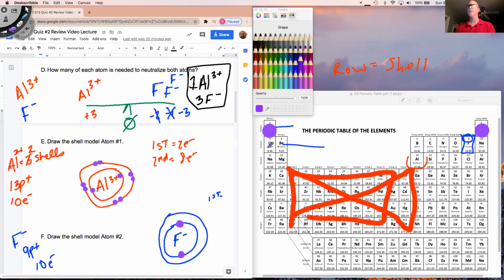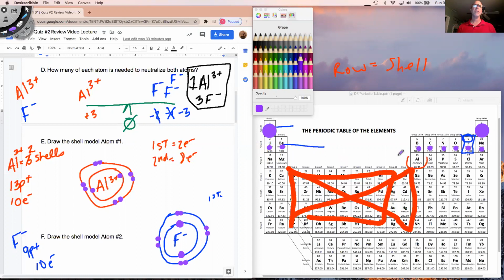Shell number 2 can hold 1, 2, 3, 4, 5, 6, 7, 8. And we have 10 electrons because it tells us we have 10. So there's 1, 2, 3, 4, 5, 6, 7, 8, 9, 10. We're going to put those going around the second shell. Why the second shell? Well, because these electrons are on the second shell.